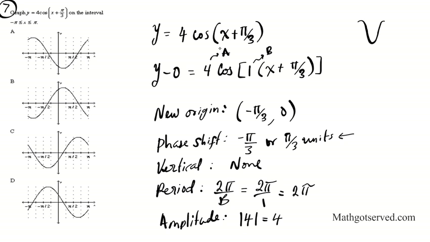So let's see. Considering the fact that we have a phase shift of negative pi over 3, our new origin will be centered at negative pi over 3 and 0. So let's graph that on our alternatives. Negative pi over 3, this is negative pi, this is negative pi over 2, this is negative pi over, let's see. Alright, so negative pi over 3 is somewhere here.